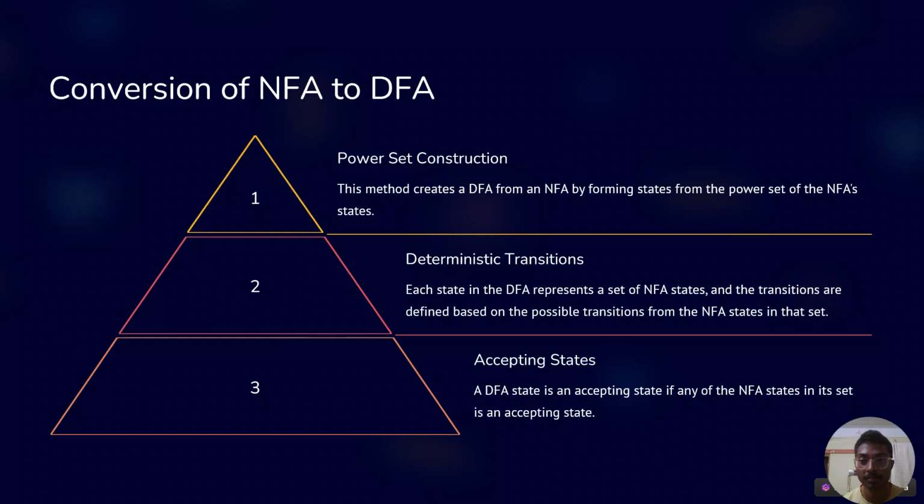Now let us take a look at the NFA to DFA conversion. First is power set construction. This method creates a DFA from an NFA by forming states from the power set of NFA states. Then we have deterministic transitions. Each state in the DFA represents a set of NFA states, and the transitions are defined based on the possible transitions from the NFA states in the set. Then we have the accepting state. A DFA state is an accepting state if any of the NFA states in its set is an accepting state.